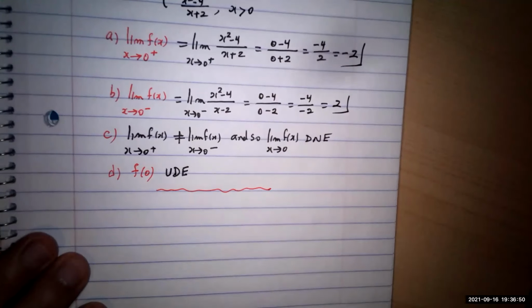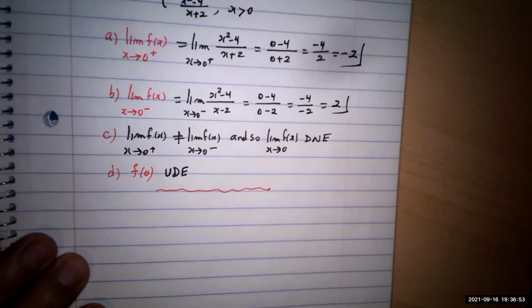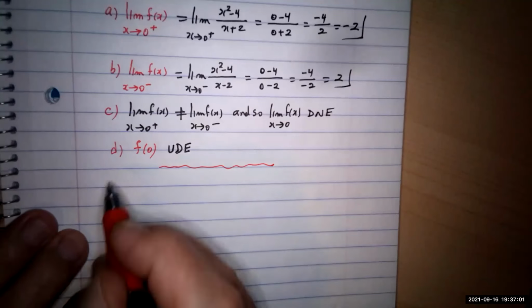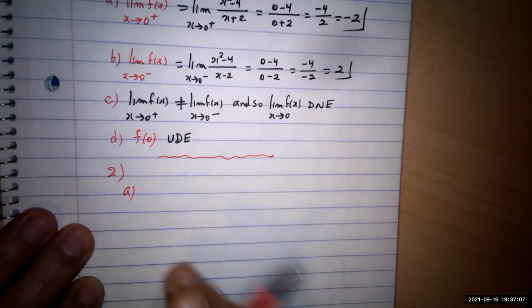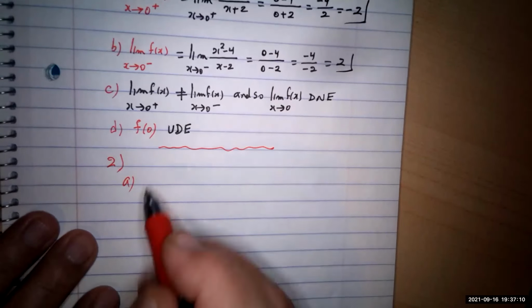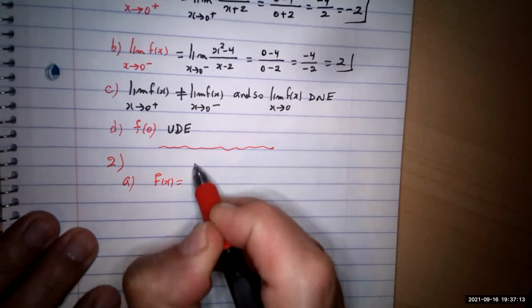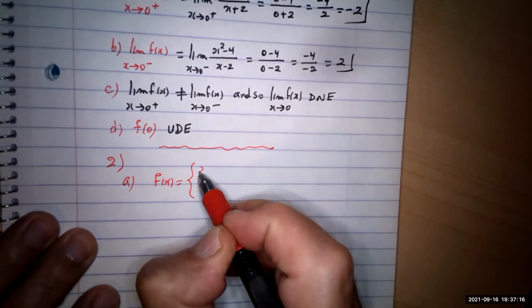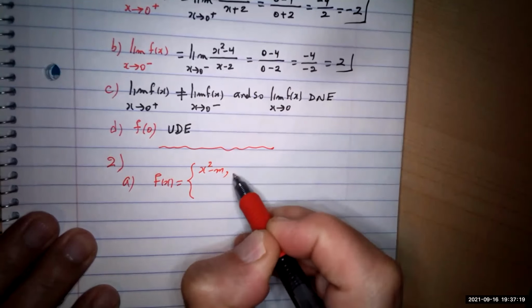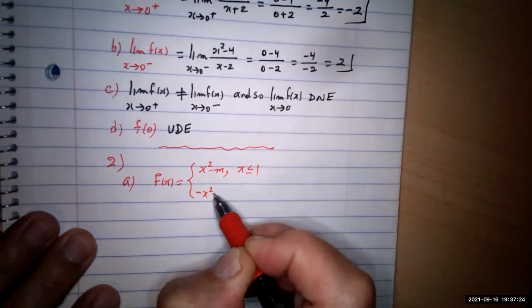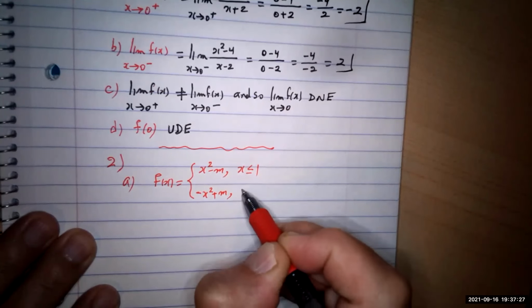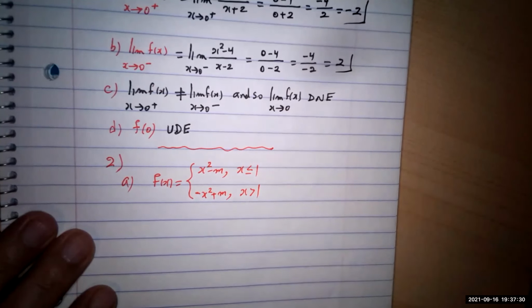So that's number 1. Number 2 is like the problem that we talked about, the opposite or the converse of this one. It's 2 parts. Number 2, we do part 1. Part 1 again is a piecewise defined function. You want to find the m. So f of x is equal to x squared minus m with the condition that x is less than or equal to 1, and negative x squared plus m when x is greater than 1. Okay, so what do you want to find?